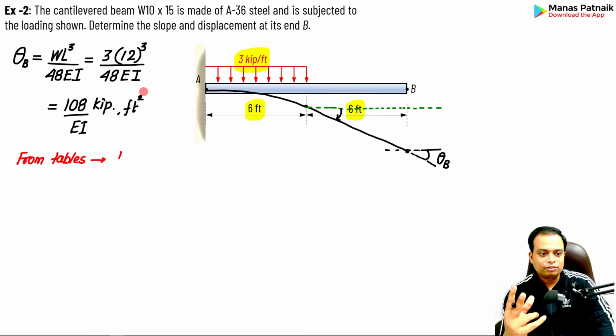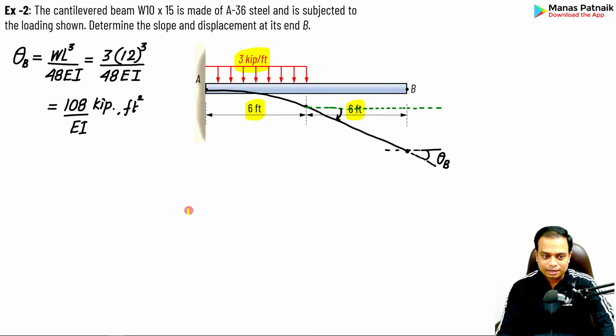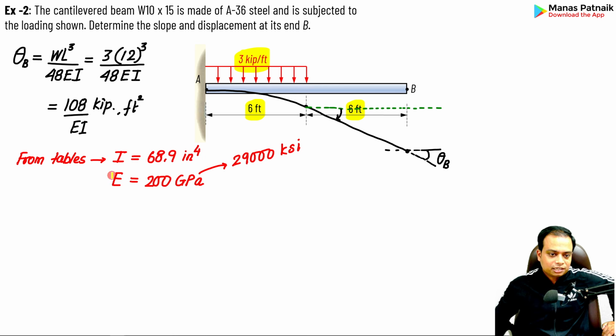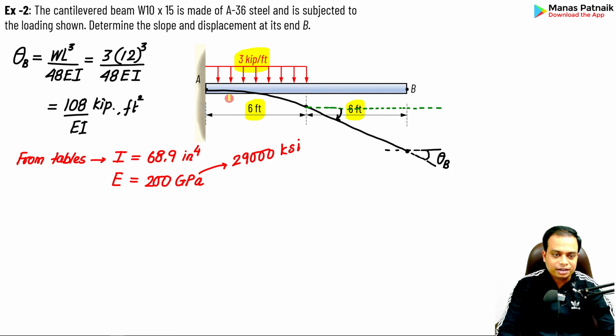Secondly, we also have the formula for deflection. But before getting into the part of deflection, let me simply calculate from tables. How did I get this value? We've been instructed that we have a cantilever beam that is W10 by 15 and it is made up of A36 steel. So its mechanical property and its geometrical property can be worked out. Both of them. How? Have a look.